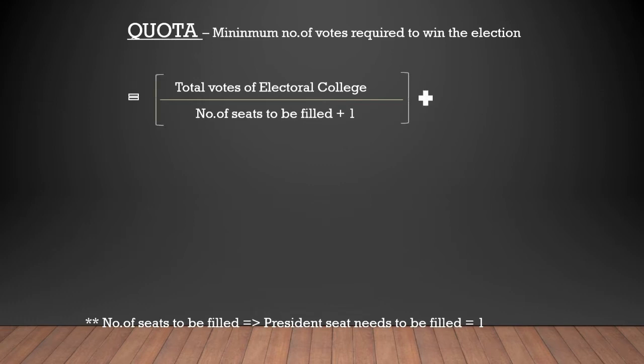Which is 10,98,903 divided by 1 plus 1, the whole plus 1. That's nothing but 50% of the whole votes plus 1. So the final answer is 5,49,452.